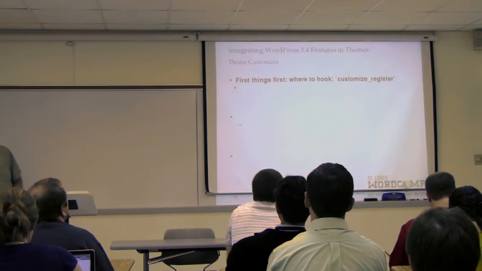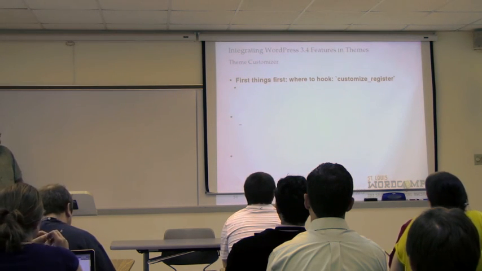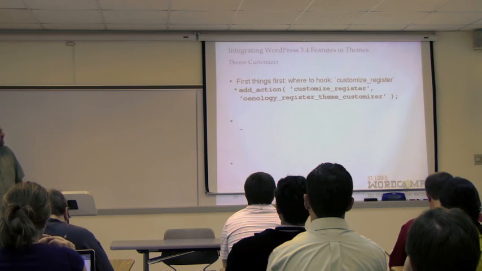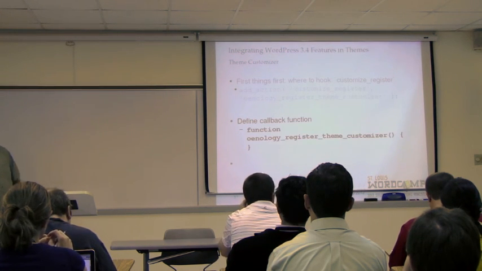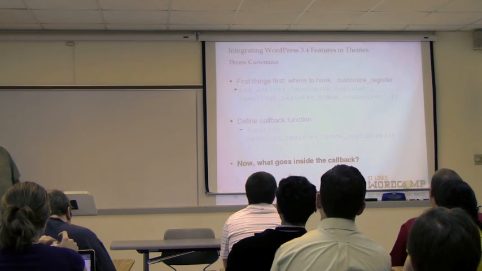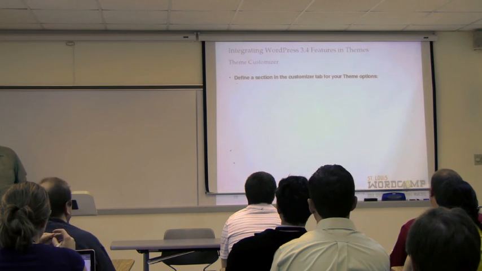So first things first, you're going to hook into customize_register. That's the action hook where all the magic happens. So you find your callback. My callback is Enology Register Theme Customizer. And all this is pretty straightforward so far, right? You've got a hook and a callback. So what goes inside the callback? Because obviously that's the whole crux of this feature.